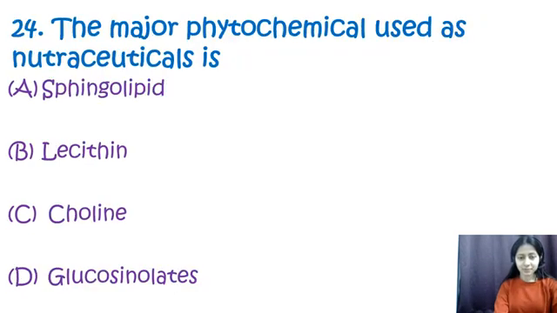Number 24. The major phytochemical used as a nutraceutical is: option A, sphingolipids; option B, lecithin; option C, choline; and option D, glucosinolates. So the correct option is option D, that is glucosinolates. These glucosinolates are natural components present in pungent foods, for example mustard or cabbage. So here the correct answer is option D, glucosinolates.